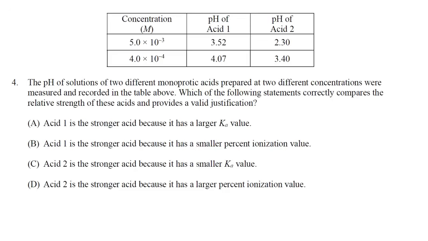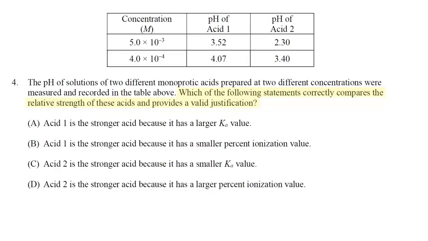In question 4, it says, the pH of solutions of two different monoprotic acids prepared at two different concentrations were measured and recorded in the table above. Which of the following statements correctly compares the relative strength of these acids and provides a valid justification? So if we can narrow down our choices, A and B indicate that acid 1 is the stronger acid, and choices C and D indicate that acid 2 is the stronger acid.